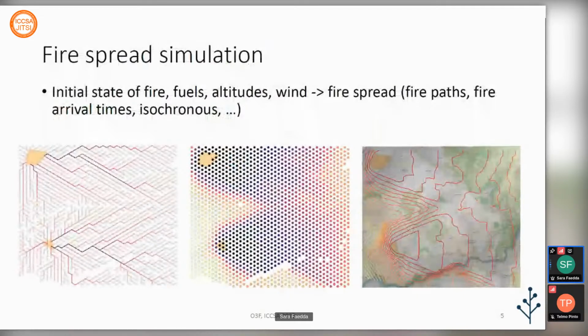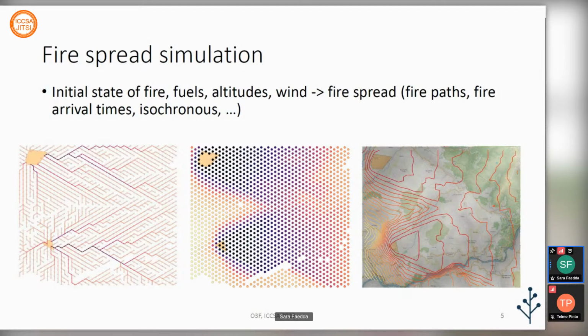Talking a little bit, before the location, about the other problems. This is what we are doing. Based on the initial state of the fire, fuels of the landscape, altitudes and wind direction and intensity, we are using graph theory mainly. We are obtaining this type of results. These are fire paths in the landscape. So the darker ones mean that it has more fire paths. The darkest arcs belong to more fire paths than the others.